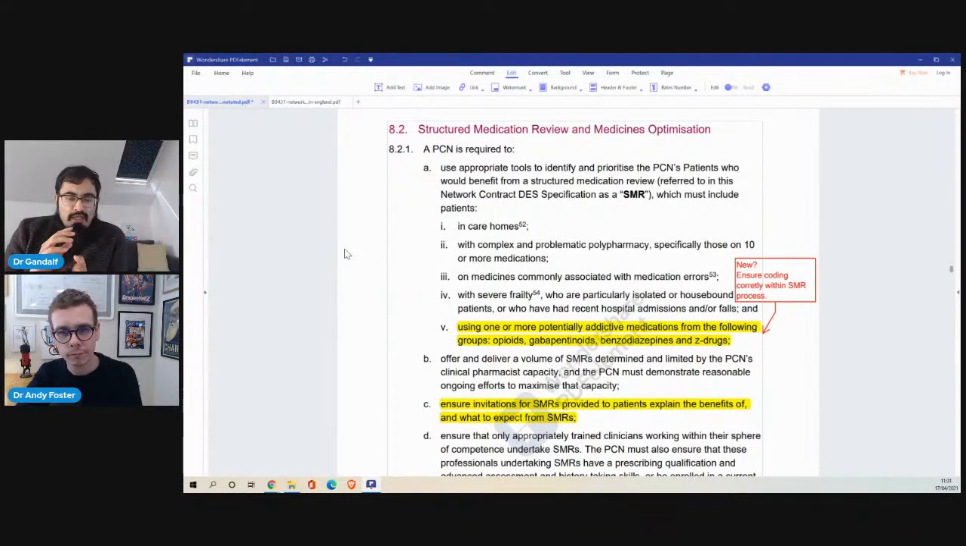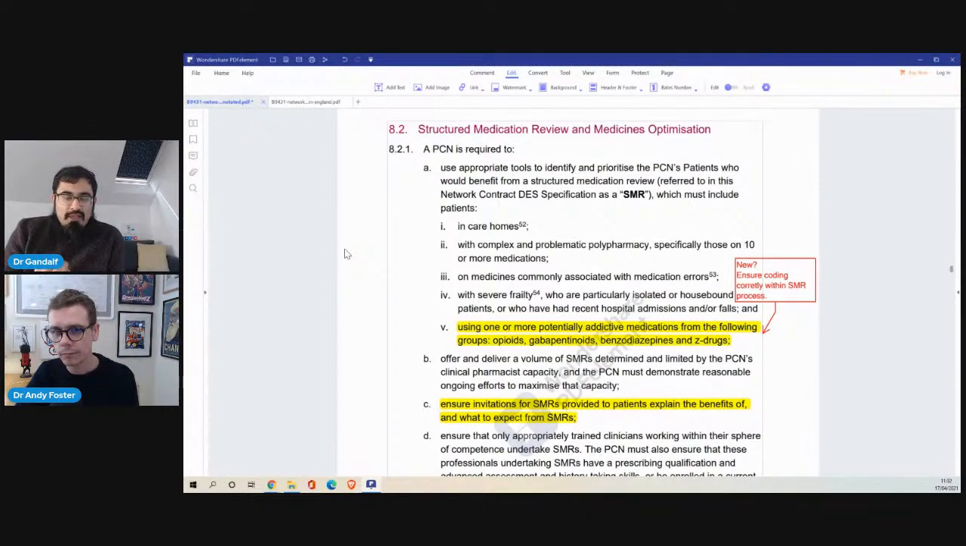I think one of the interesting parts, as far as we can tell, is there's been an addition to this. It's pretty much the same as what it was, but what is quite helpful is that it clarifies the type of patients that you should be focusing on for your structured medication reviews. In particular, the addition seems to be the focus on potentially addictive medications like opiates, benzodiazepines, and the gabapentinoids, and supporting those patients with structured medication reviews.